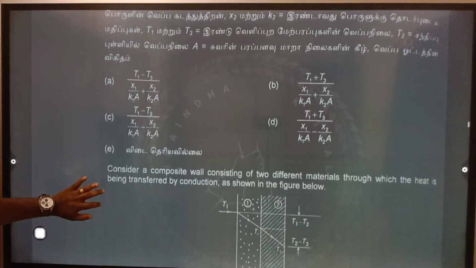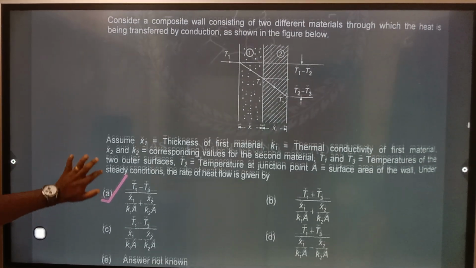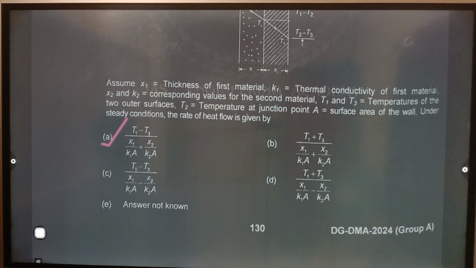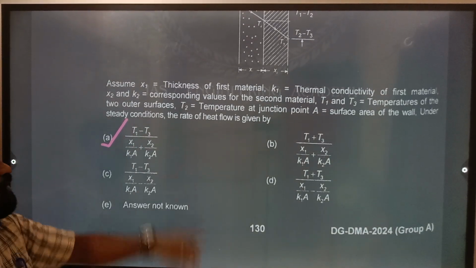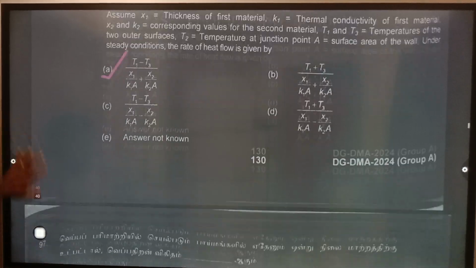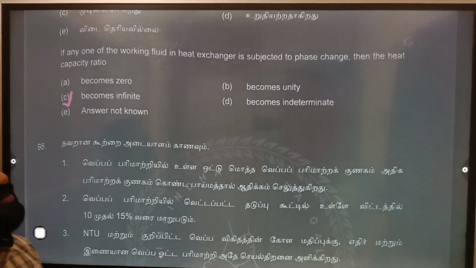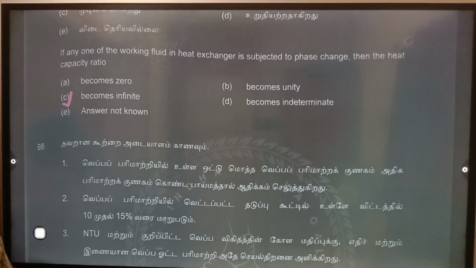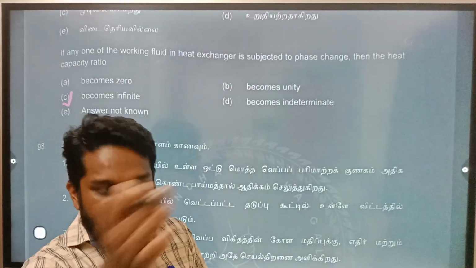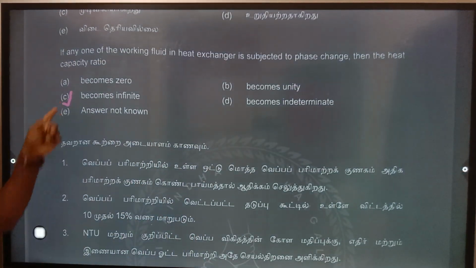96: they asked for the rate of heat flow. This is the answer: T1 minus T3 by x1 by k1 A plus x2 by k2 A is the answer. 97: if any one of the working fluids in a heat exchanger is subjected to phase change, then the heat capacity ratio becomes infinite. Delta T will become 0, delta T is in the denominator, so it becomes infinite. C.